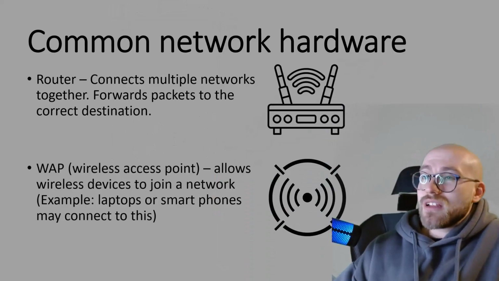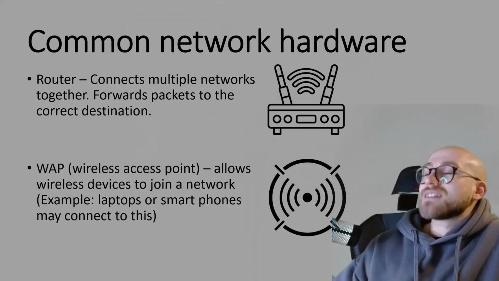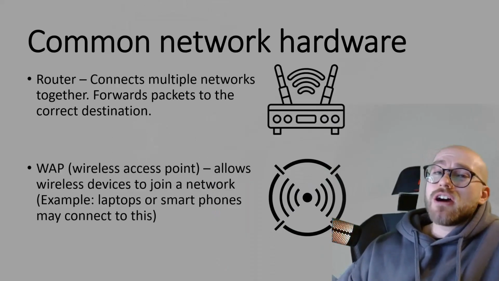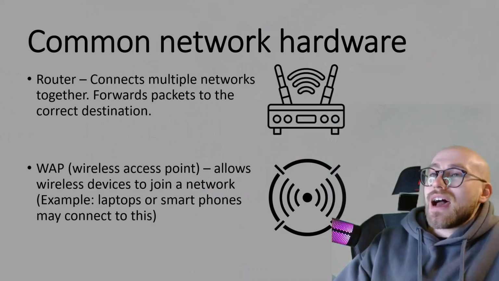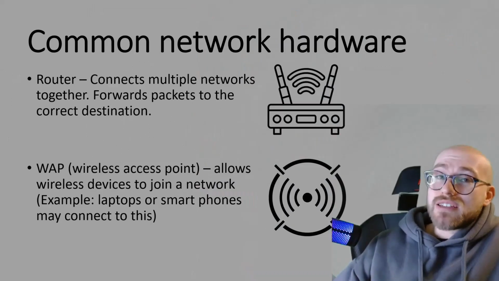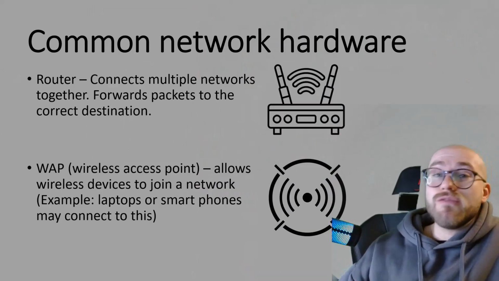So the next one is our WAP, our wireless access point. So if you think of a network, say in a school, you might not be able to visibly see these because quite often they're found underneath those tiles in the ceiling which you can move. And it will allow other devices such as laptops and phones, tablets to join the network.